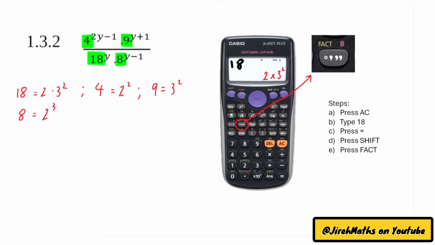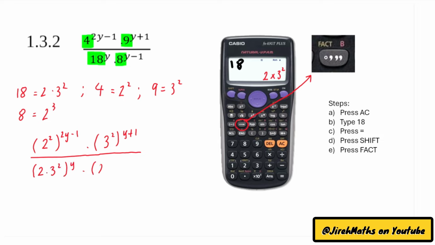Now let's substitute it into our fraction. So instead of 4, I'm going to write 2 squared to the power 2y minus 1 times, instead of 9, I'm going to write 3 squared to the power y plus 1 all over. Instead of 18, I'm going to use my factorized form, 2 times 3 squared to the power y. Instead of 8, I'm going to write 2 cubed to the power y minus 1.